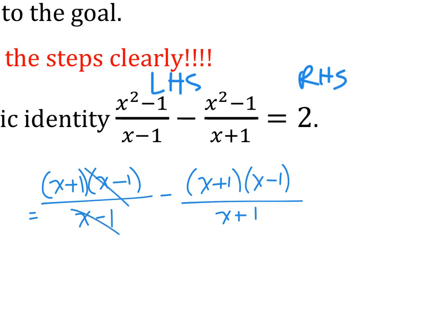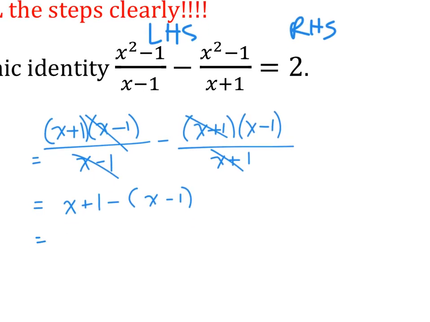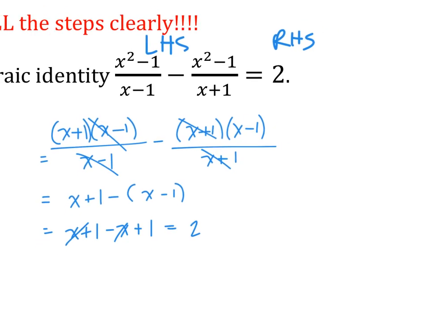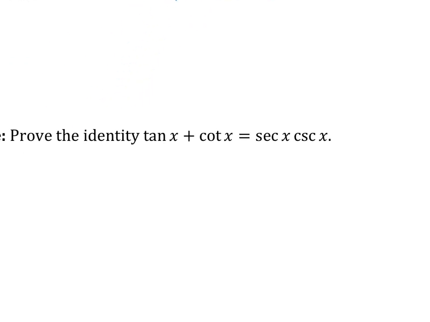Okay, and I can see that these factors are going to cancel, so then I'm left with x plus 1 minus x minus 1. And then I'm going to simplify that. x plus 1 minus x plus 1, that's going to cancel and I get a 2. So I got to my right-hand side by only changing the left-hand side. So that's an algebraic example.